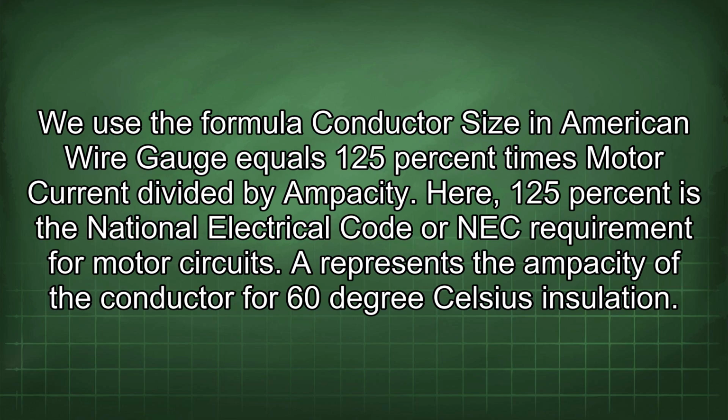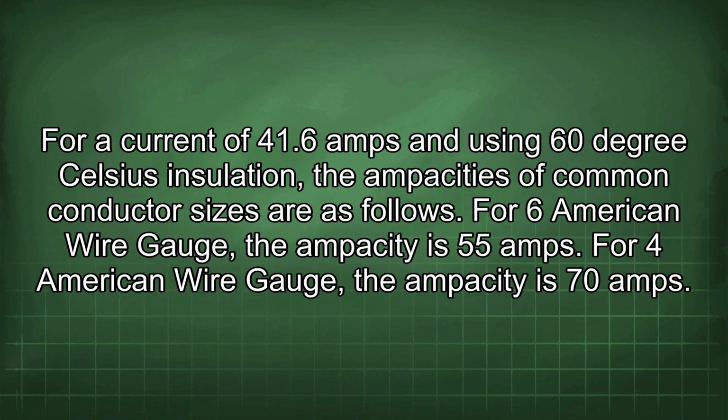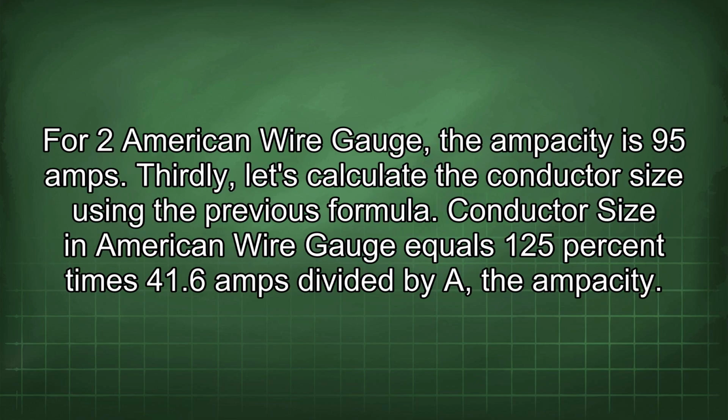Here, 125% is the National Electrical Code or NEC requirement for motor circuits. I represents the ampacity of the conductor for 60°C insulation. For a current of 41.6 amps and using 60°C insulation, the ampacities of common conductor sizes are as follows. For 6 American wire gauge, the ampacity is 55 amps. For 4 American wire gauge, the ampacity is 70 amps. For 2 American wire gauge, the ampacity is 95 amps.